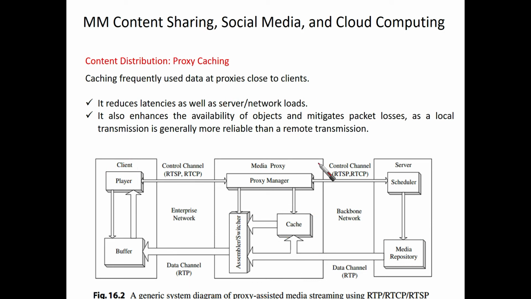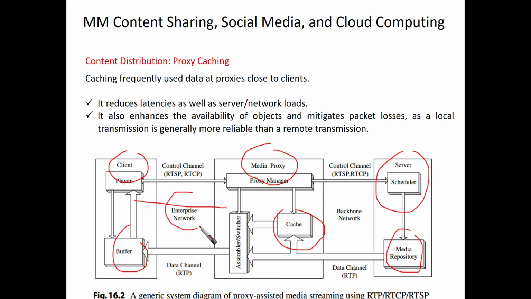The protocol is similar, but these are somewhat different kinds of things. You can think of the media proxy as basically the broker between the server and the client. The server has a media repository, which is the original, and the client maintains some buffer, and in between we have the cache. From the client to the proxy server, this kind of network we call the enterprise network, and between the proxy server and the original server, this is called the backbone network. This is sometimes how we understand this.